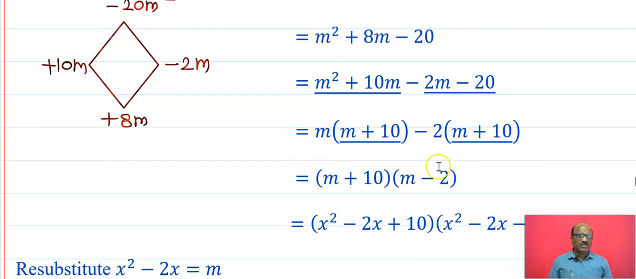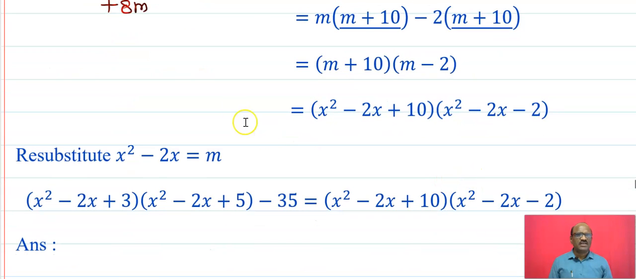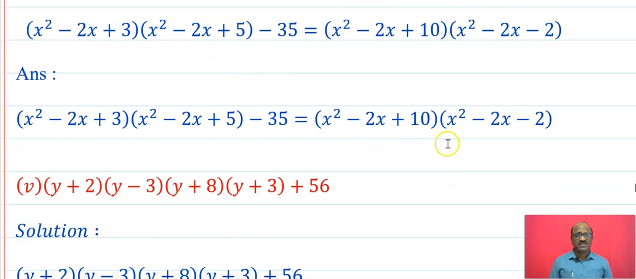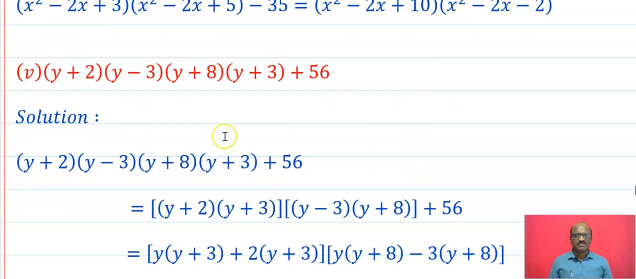Again, from these two, the common is m plus 10. And what is the remaining? m minus 2. Resubstitute the value of m, which is x square minus 2x. That is x square minus 2x plus 10 and x square minus 2x minus 2. Will these factorize further? No, they will not. Keep this as it is. These are the factors. Now the next, fifth example.